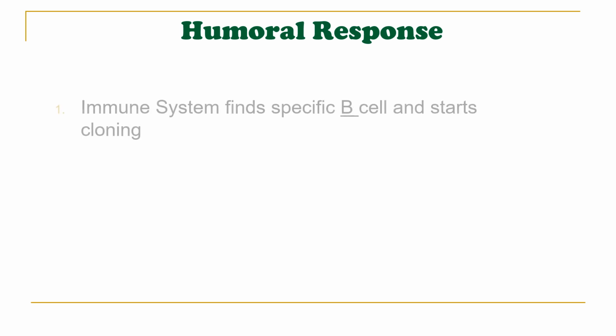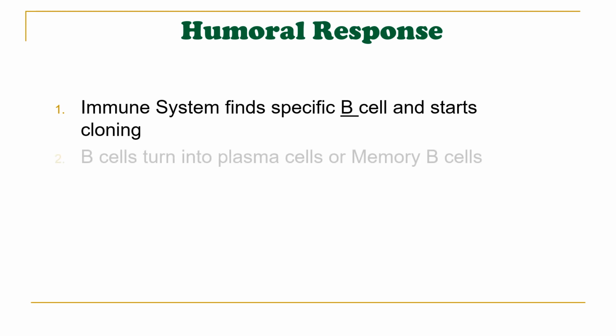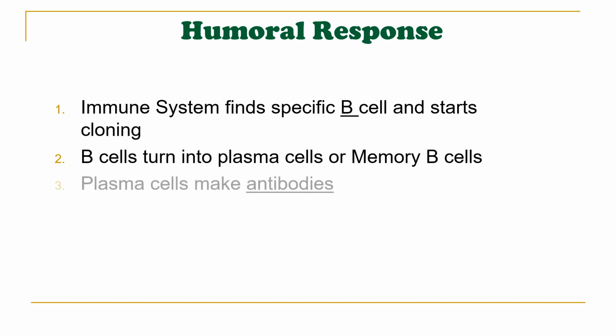Okay, let's move on to the humoral response. In the humoral response, again, it's very much like the cell mediated. We have these antigen presenting cells that are going to try to find the one specific B cell that knows what this virus is. What happens is the B cell finds the B cell and it starts cloning that B cell. The B cell then turns into plasma cells, sometimes memory B cells as well, but we're more concerned with the plasma cells. The plasma cells make these things called antibodies.